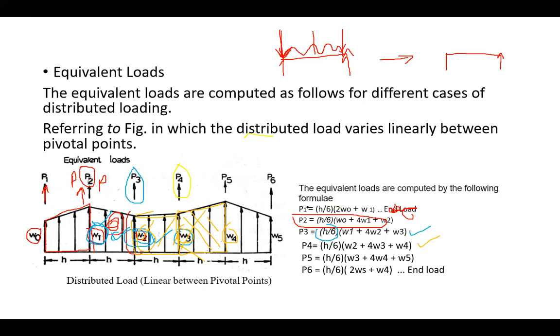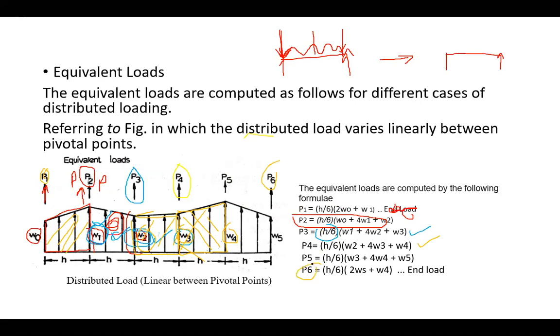For the starting ordinate, the equivalent load will be equal to H/6 into 2 times the initial ordinate plus the second ordinate. Because for P1, only one UDL will be there. For all other intermediate loads, there will be two UDLs, the right-hand side one and the left-hand side. But for P1, there is only right-hand side load. For P6, there is only left-hand side load. That way, you will be getting all the equivalent loads.